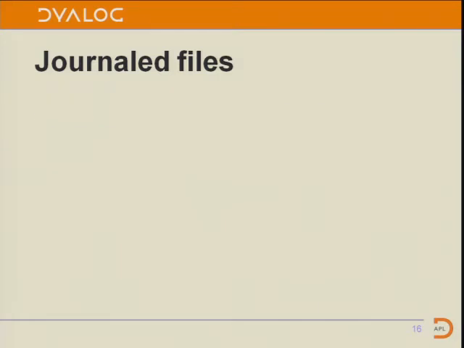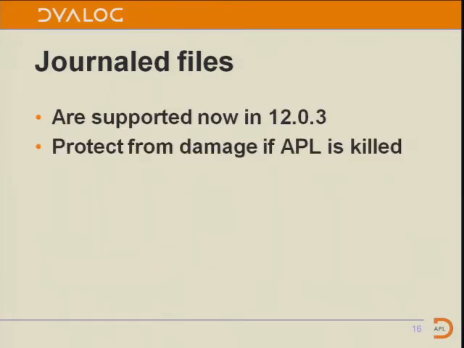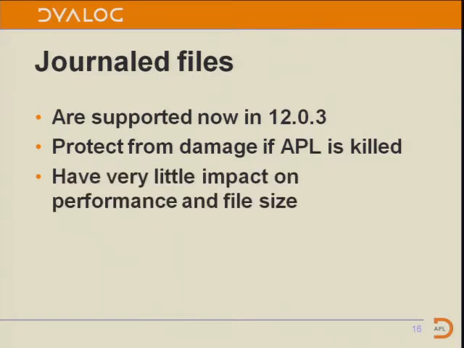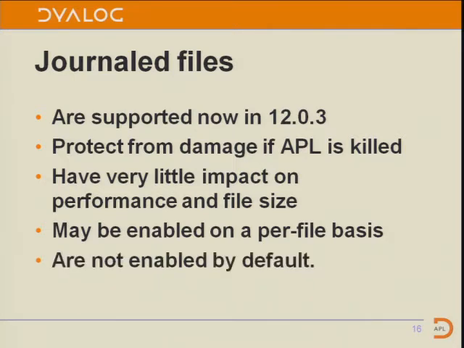So brief summary. This is in 12.03. They'll protect the file from damage if APL is killed. They have very little impact on performance and size, just the extra writing of the journal. But you can select whether you want this on a per file basis. You can journal some files, leave other files unjournaled. By default, they are not journaled.